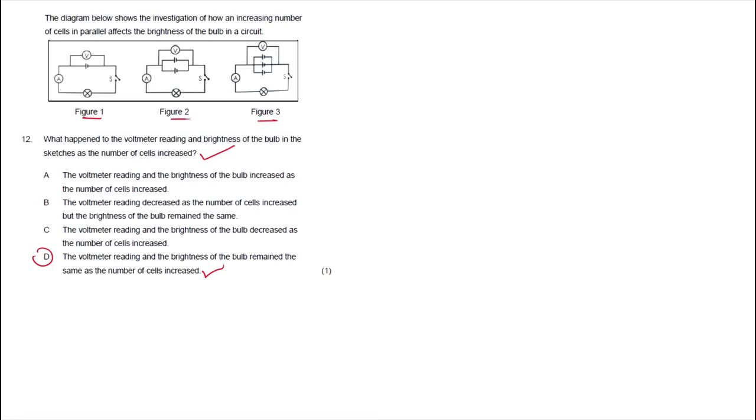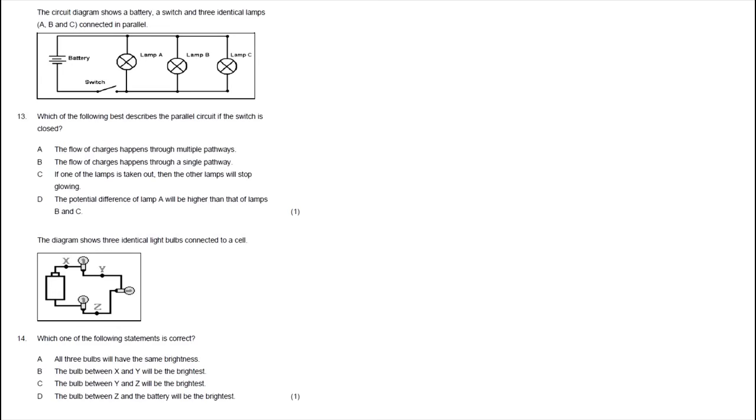Okay, so now we will move to question 13. Here we can see that the circuit diagram shows a battery, a switch, and three identical lamps, A, B, and C, connected in parallel. The question is saying, which of the following best describes the parallel circuit if the switch is closed?